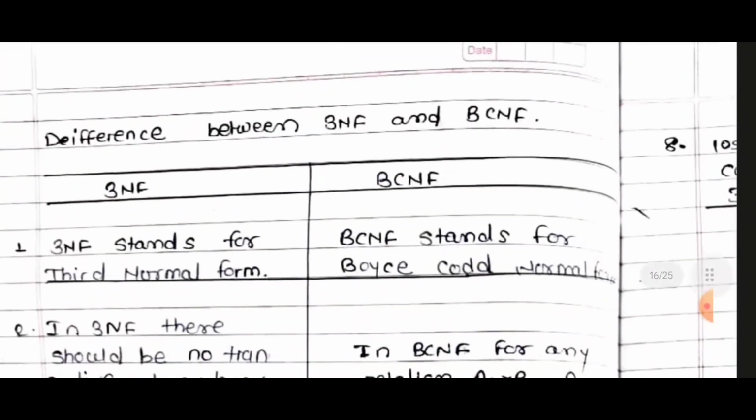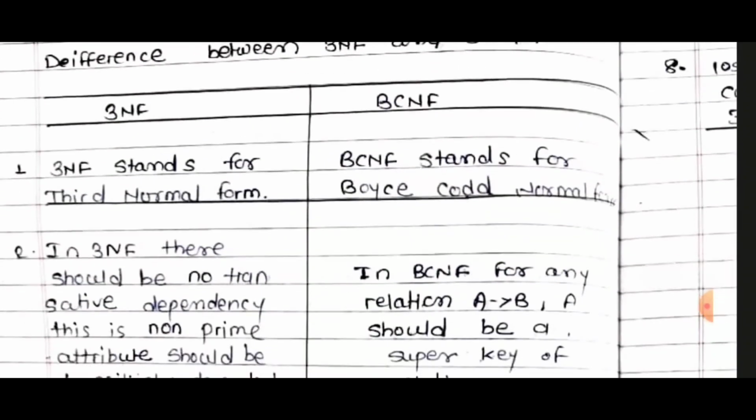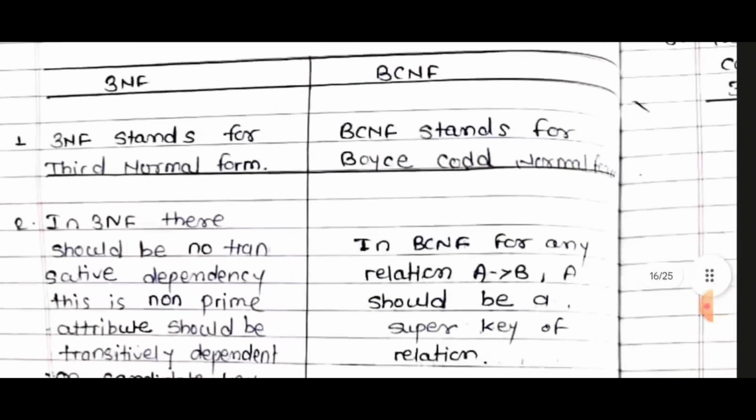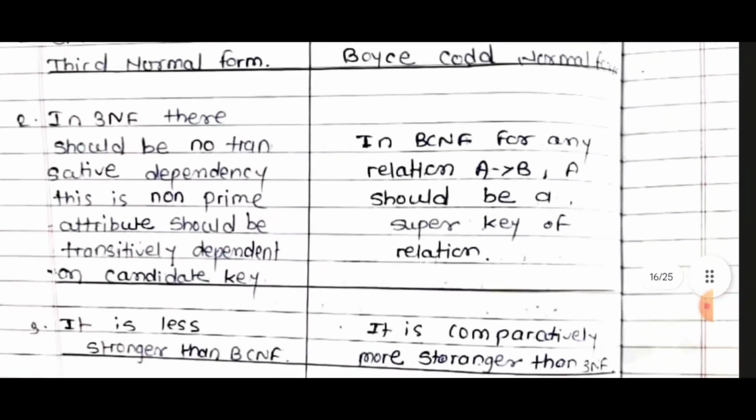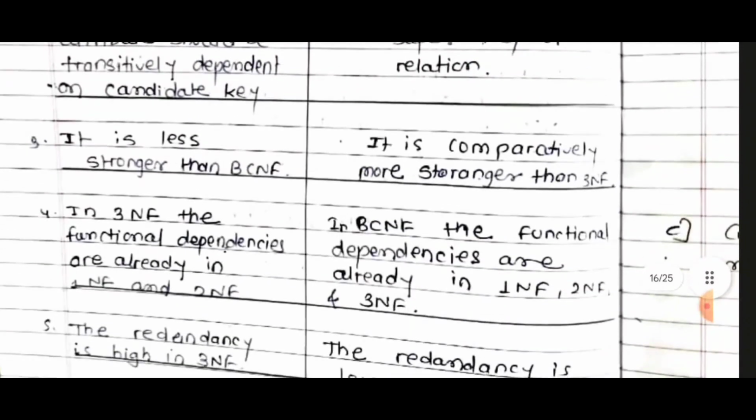Difference between 3NF and BCNF. 3NF is the first column, and in the second column there is BCNF. 3NF stands for third normal form. BCNF stands for Boyce-Codd normal form. In 3NF there should be no transitive dependency; that is, a non-prime attribute should not be transitively dependent on a candidate key. In BCNF, for any relation A to B, A should be a super key of the relation. 3NF is less strong than BCNF. BCNF is comparatively stronger than 3NF.